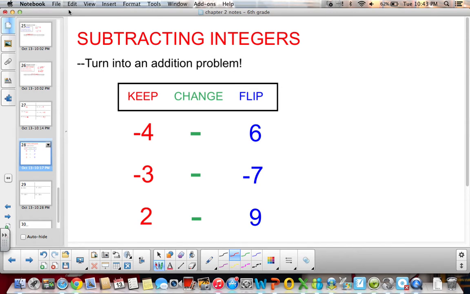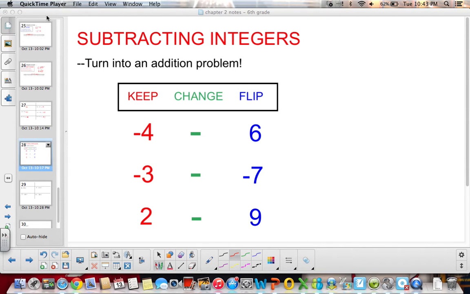Okay, so if we are subtracting integers, the reason why we've been reviewing adding a lot is because basically what we do with subtracting integers is turn them into an addition problem. So it's super important to know how to add integers, because basically what we're doing when we're subtracting is we're changing it into an addition problem.